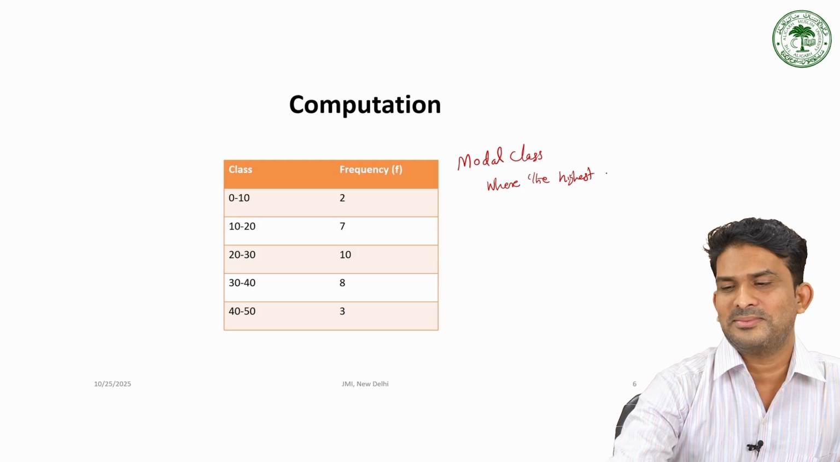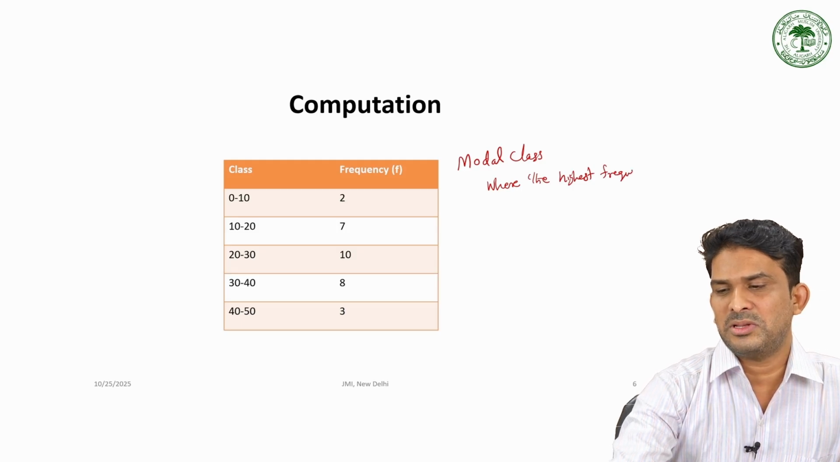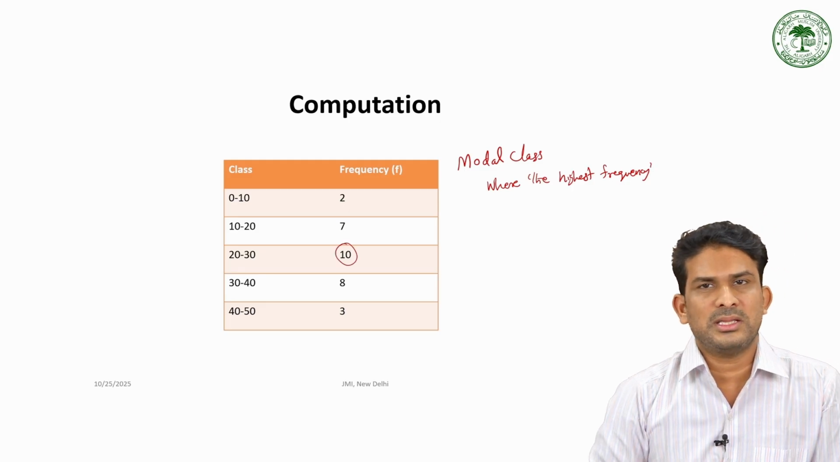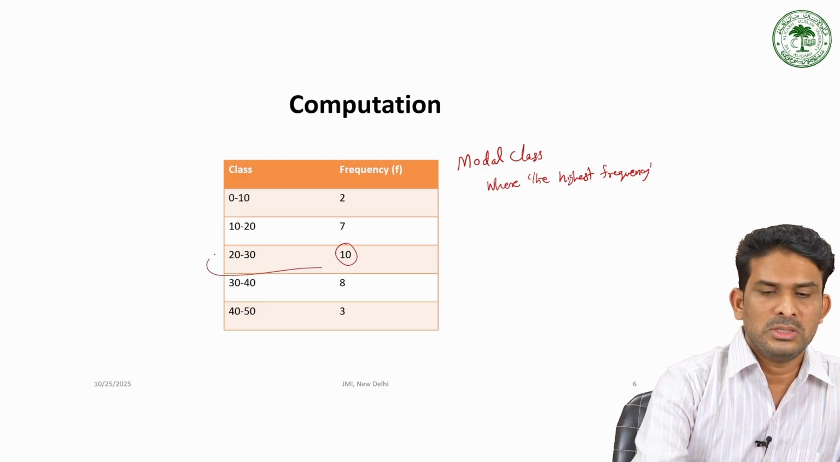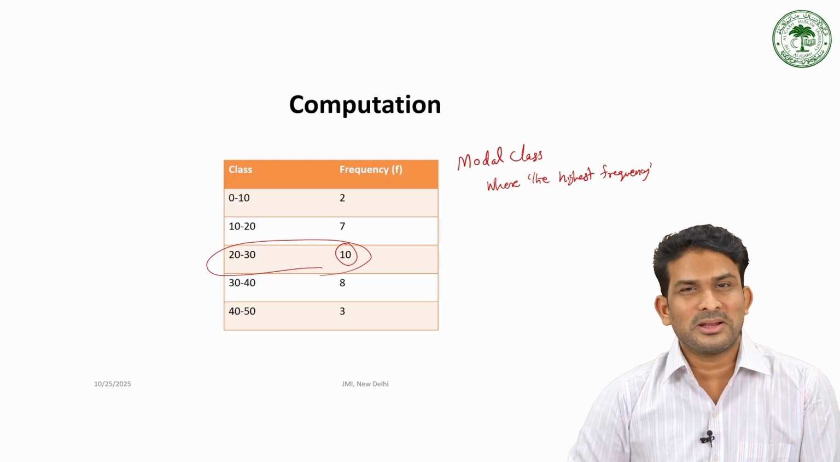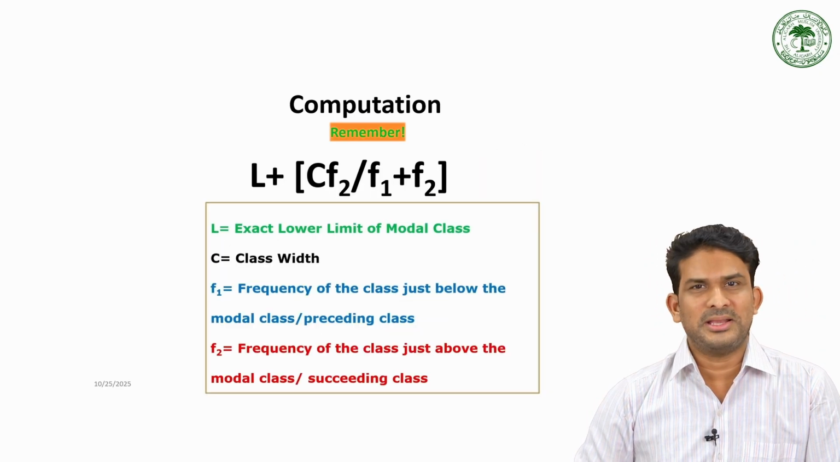Very clear, right? Highest frequency. Where is the highest frequency? This is the highest frequency. So, this class is the modal class. Now it's very clear to identify everything.